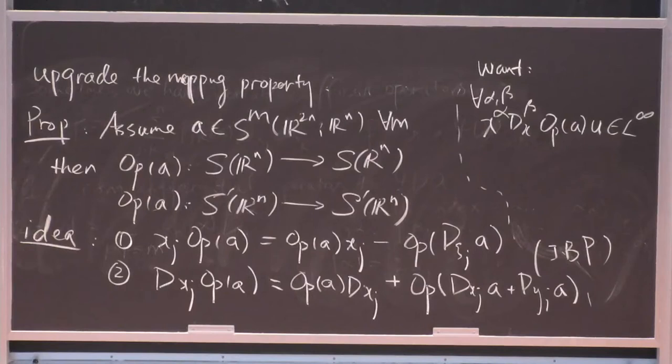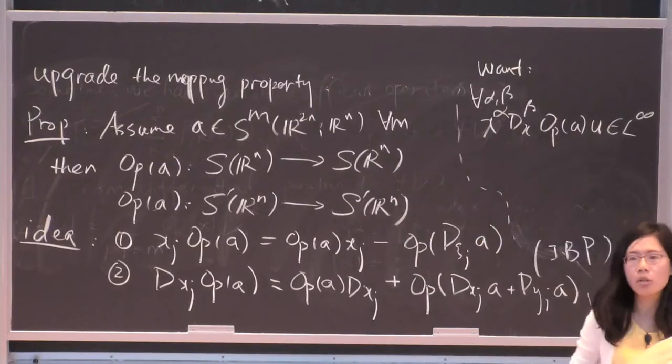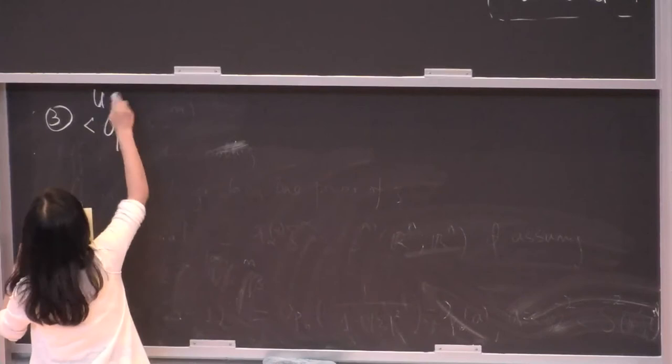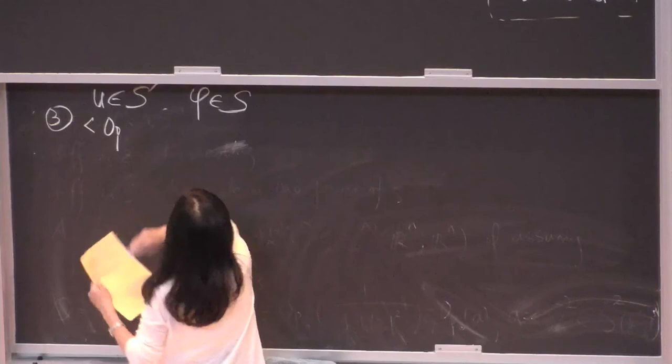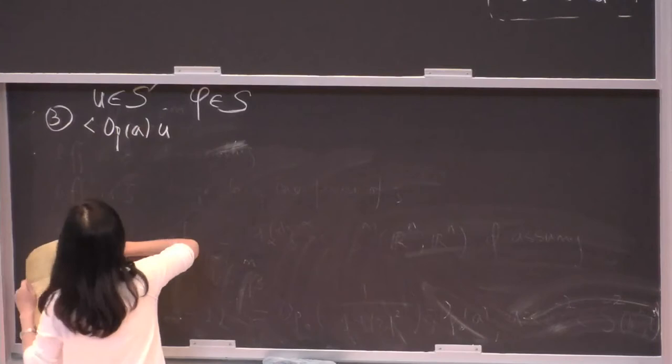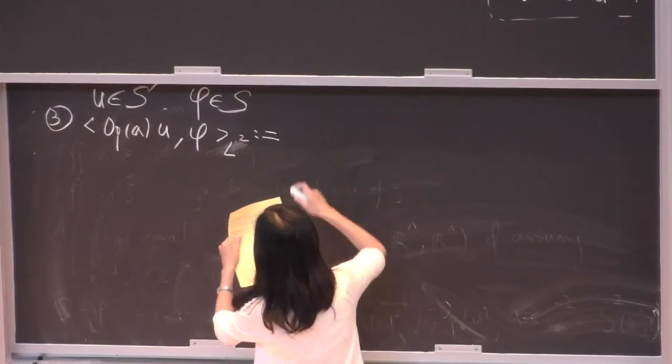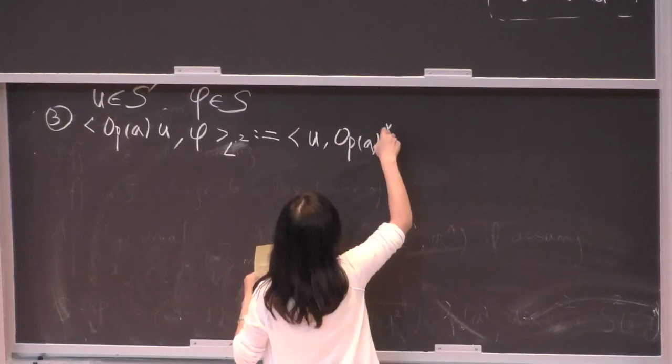All right, now the third point of this proof is that once we have the first line, the second line really follows, in the sense that I can extend my operation op A to act on a larger class as follows. Let me write: for a tempered distribution u and a Schwarz function phi, I'm going to define the following. op A acting on u, which a priori I don't know what this is, I'm going to pair with phi in L2. Then it's going to be defined as flipping it to the other side: u paired with op A star, the L2 adjoint, acting on phi.